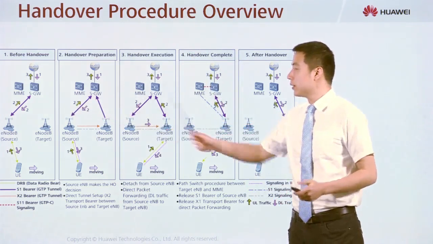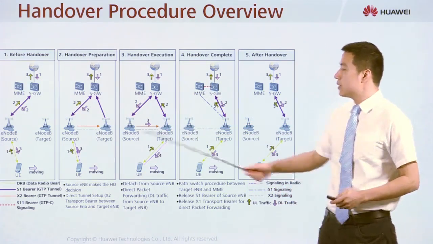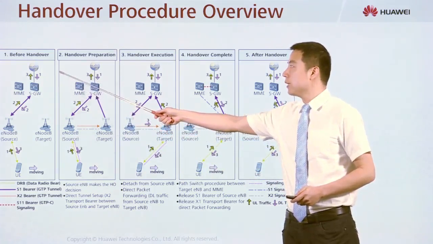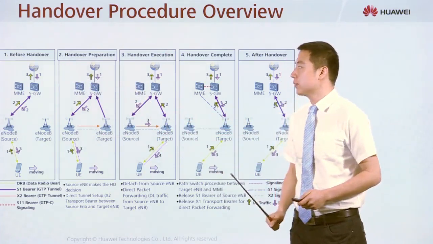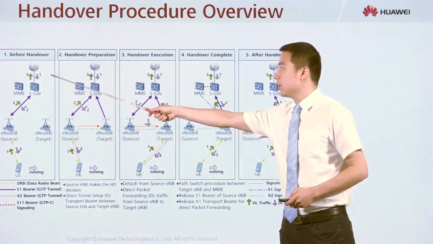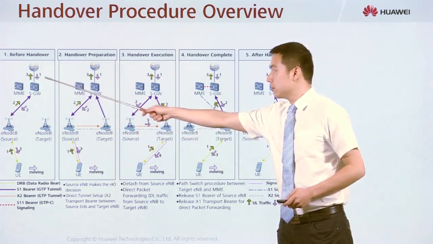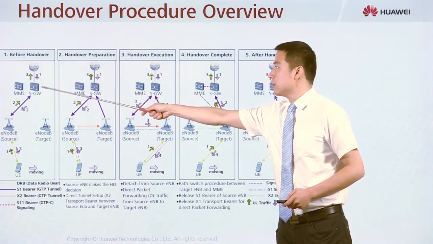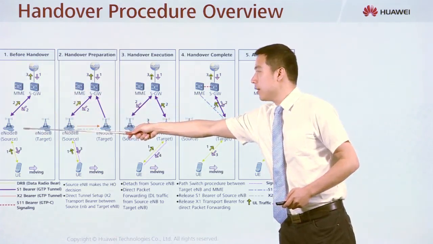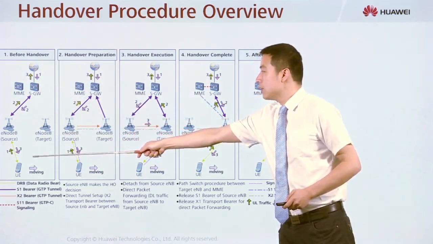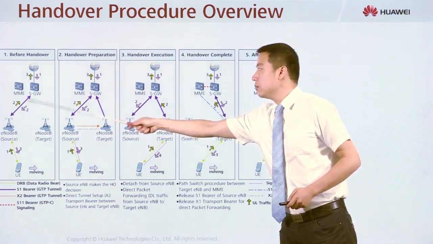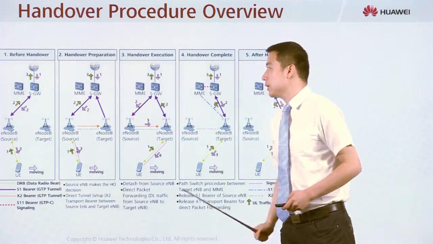Before the handover, the UE sends traffic to the core network, and finally the traffic goes to the internet. The UE is also downloading from the internet. In the downlink, the traffic is first sent from the internet to the SGW, then from the SGW to the eNode B, then from the eNode B to the UE. In the uplink direction, the traffic goes from the UE to the eNode B, then to the SGW, then to the internet.